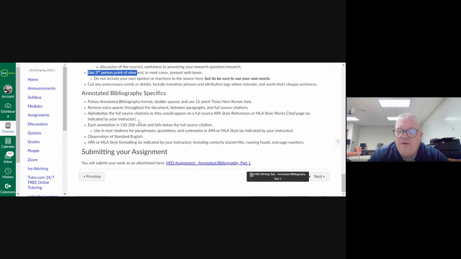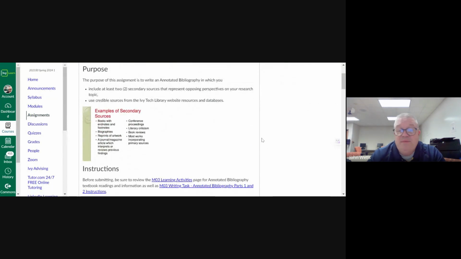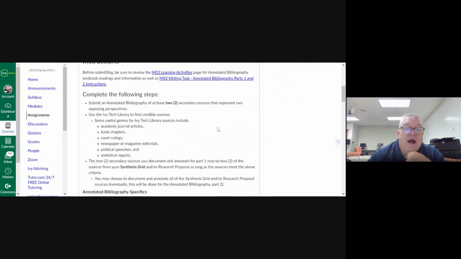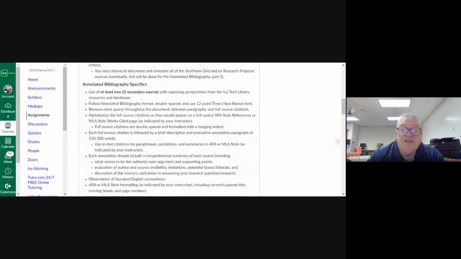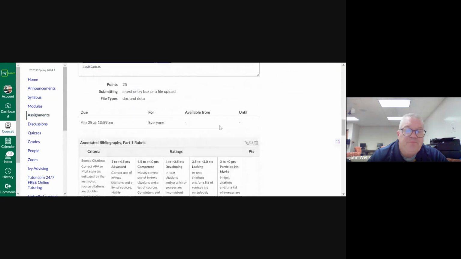Again, the purpose of this is twofold. One is that, hey, I do have the sources, and the other is that I understand what those sources are, right? So we do have some examples of what those are. We have some additional instructions for you. You're going to use 2 secondary sources that represent opposing viewpoints. You're going to summarize them, and you're going to share that with your reader so that we see what kinds of ideas you're out there finding.